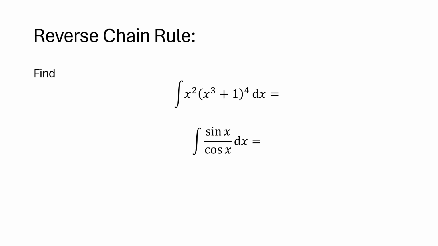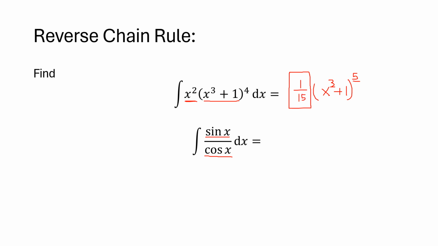Usually for reverse chain rule, we have a function which, when differentiated, gives us some other function. For the second one, we see that when we differentiate cos, we get something of the form sine. So these are good candidates for applying reverse chain rule. Now what we then do is we must guess our function. In this example, we could guess our function to be (x cubed plus 1) to the power of 5. And now we need to think about what coefficient to put. Here, we see that we must drop the 5 and the 3, and therefore we need to divide by 15.